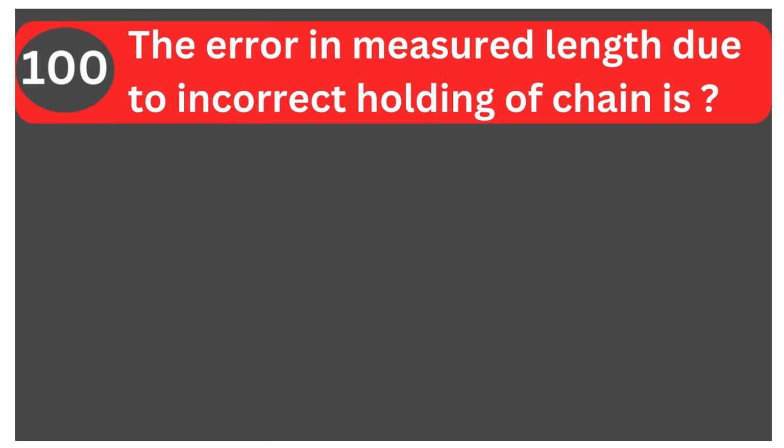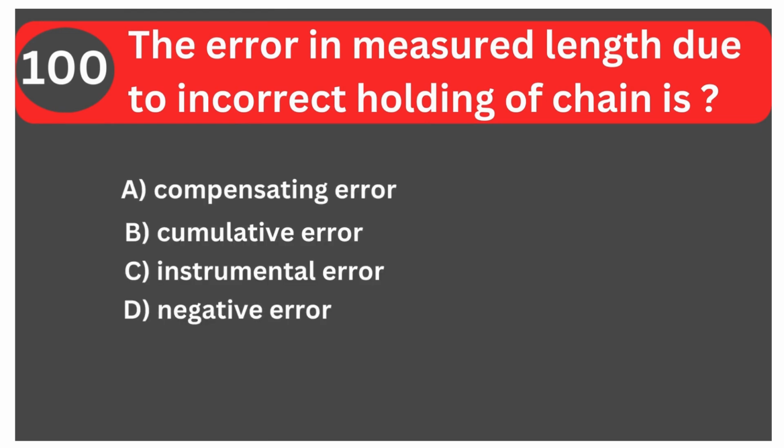The error in measured length due to incorrect holding of chain is. Options: A. Compensating error, B. Cumulative error, C. Instrumental error, D. Negative error. Answer A. Compensating error.